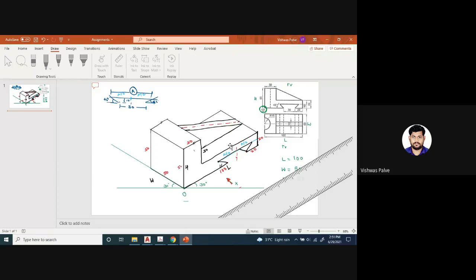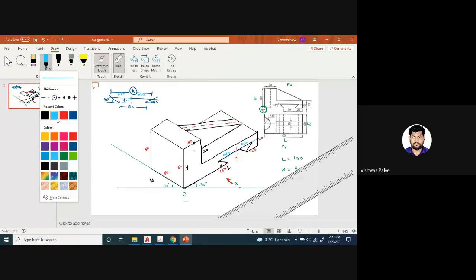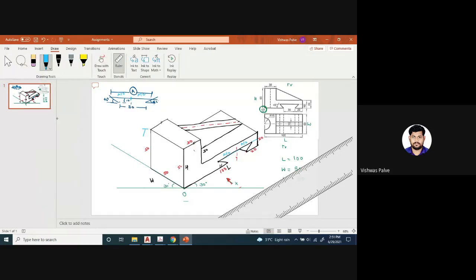Now the question arises, where are the hidden lines? In isometric we don't show any hidden lines. That is the first advantage. The second advantage of isometric is that we don't have to give dimensioning. In orthographic projection we were showing the dimensions, like this is 50 millimeter, but that is not there in isometric.